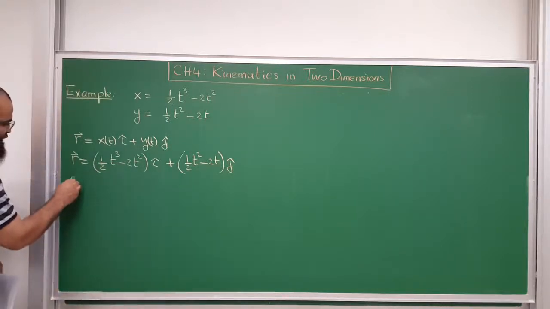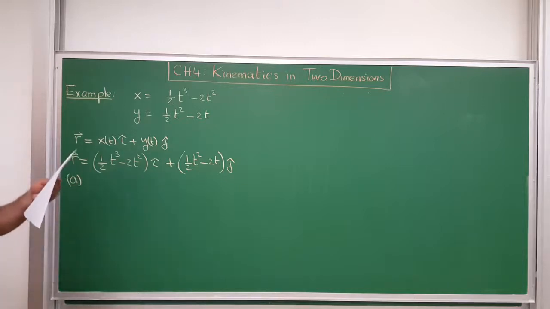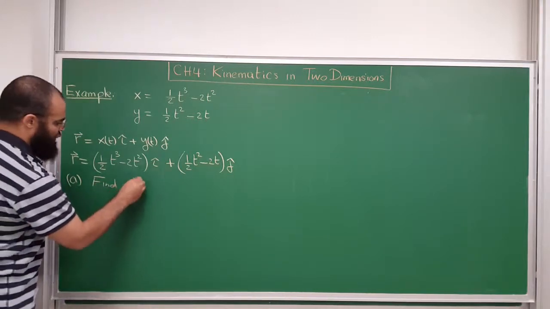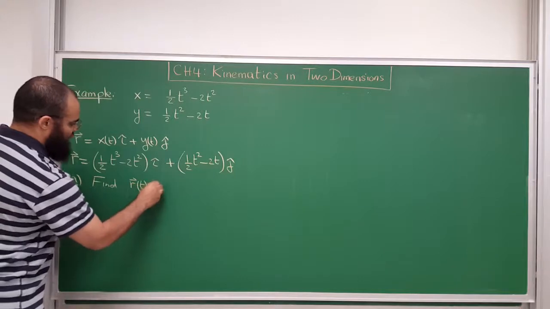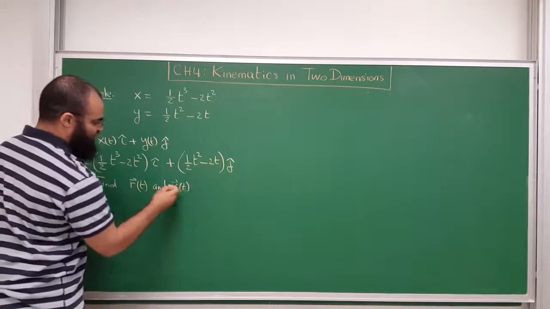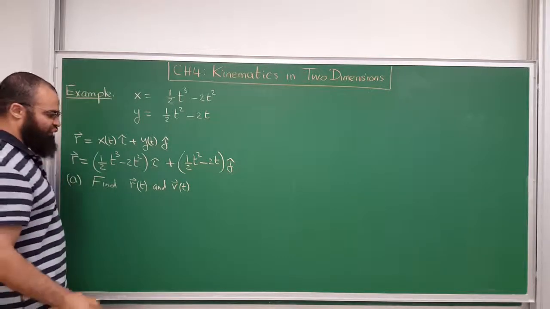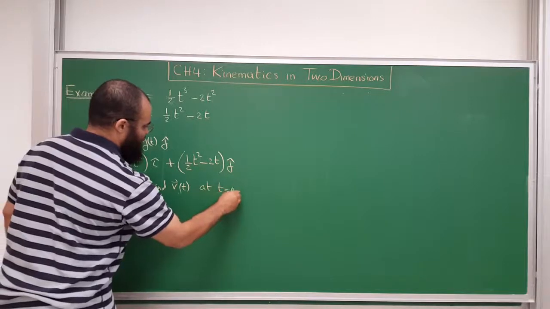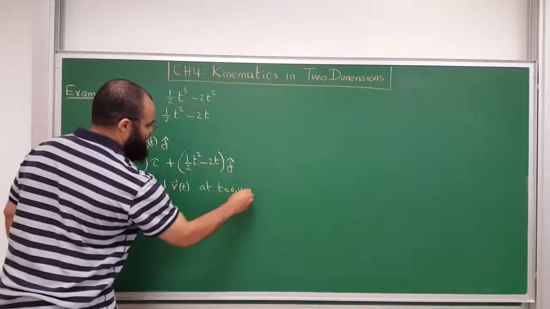So the first question is, what is the particle's position at t equal to 0 and at t equal to 4? What's the particle's position and speed? So find r of t and the speed. We'll find the velocity first, and then the speed will be the magnitude of the velocity at t equal to 0 and at t equal to 4 seconds.